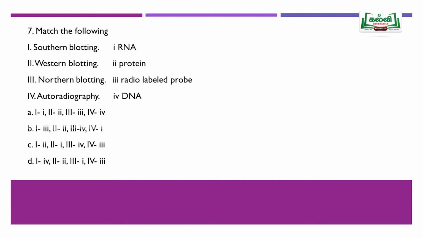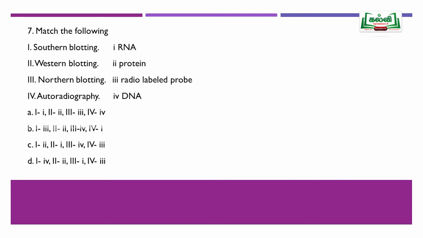So, we have to match southern blotting. In southern blotting, what we are doing is DNA hybridization. So, for southern blotting, DNA is the answer. When it comes to western blotting, we are doing protein and antibody hybridization. So, the option for western blotting is protein. When it comes to northern blotting, RNA DNA hybridization is done. So, especially we may detect the specific RNA present in the given sample.